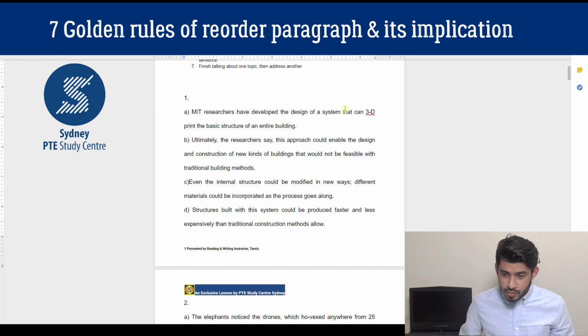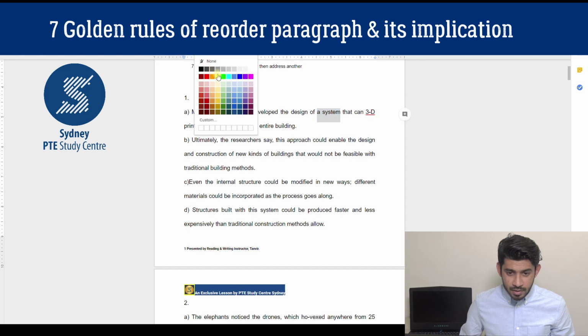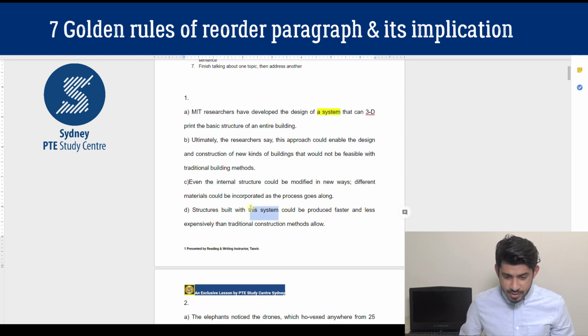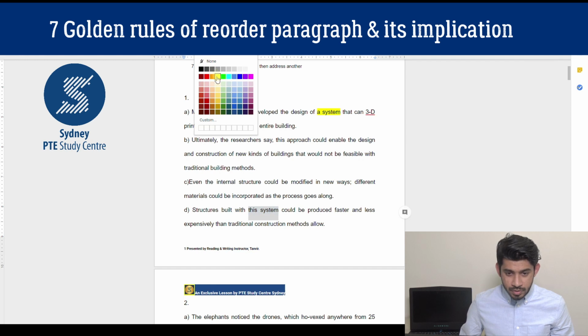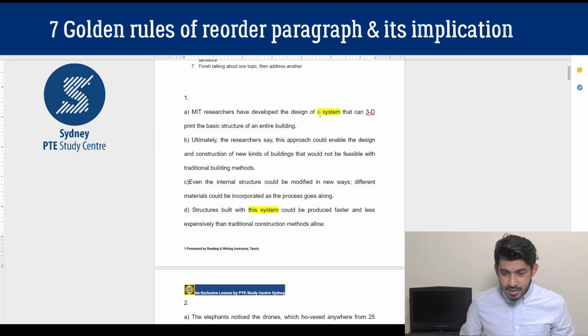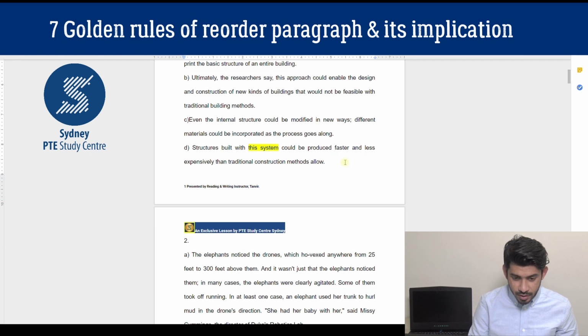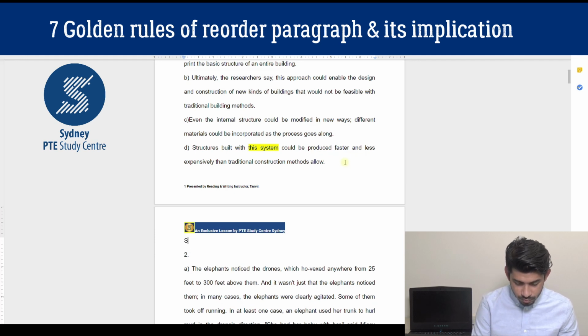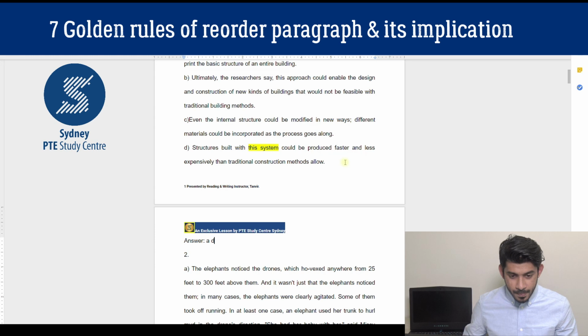Now I have got some word clues. Look, my first sentence has a system, so I can highlight that. My last sentence has this system. Remember in the article rules, I told you that articles are used to specify your subject. Now A is less specific than this, right? So A system comes first, then this system. So A and D is a pair. So you can write down your answer here, for example. Your first is A, then D.